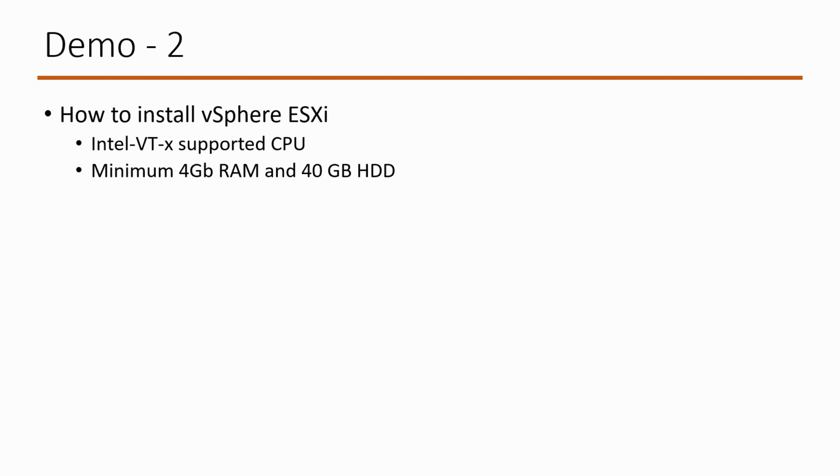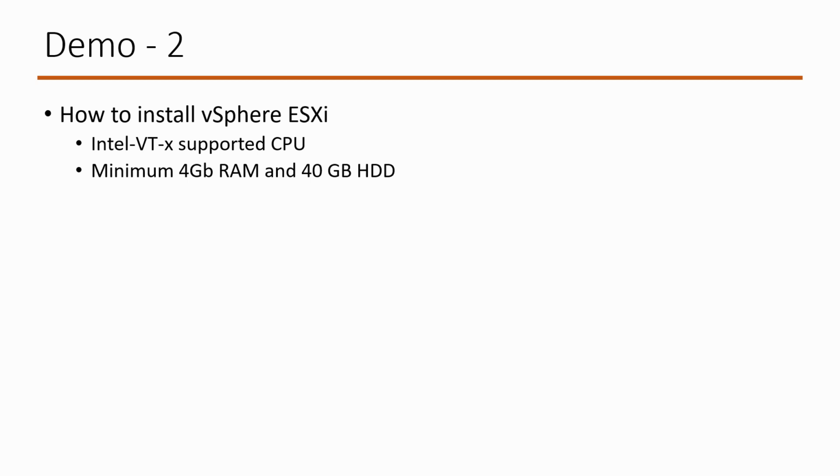Let's see how to install ESXi. For that you need a minimum hardware of 4 GB RAM and 40 GB hard disk and a virtualization enabled CPU. If you plan to run it on old hardware, make sure you have an Intel virtualization option. And for the new machines and desktops, it's just a matter of enabling it from the BIOS.